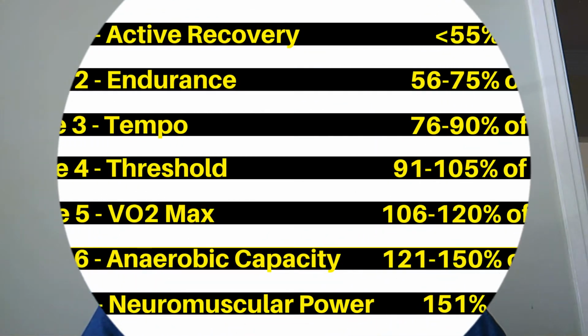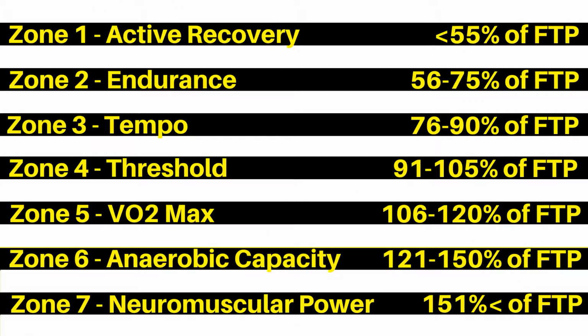Here I'll be using the 7-zone method, which is most commonly used throughout the sport, with zone 1 being the easiest effort and zone 7 being a maximal. Zone 1, or active recovery, is 55% or less of your functional threshold power. The perceived rate of exertion of this effort should be less than a 2 out of 10. This really is as easy as you can go.